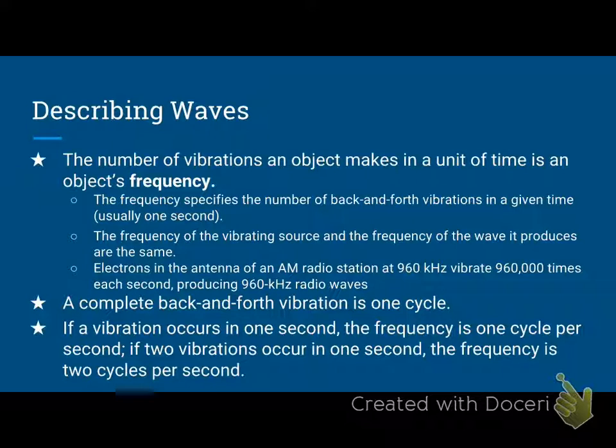When we're talking about waves, the frequency of the wave is also the frequency of the thing that's oscillating to create the vibration. If you have a tuning fork that has a frequency of 550 hertz, those tines on the tuning fork oscillate back and forth 550 times every second. If you have an electromagnetic wave, like a radio wave that has a frequency of 960 kilohertz, that means the electrons that are oscillating back and forth in the antenna to create that wave are oscillating back and forth 960,000 times per second.